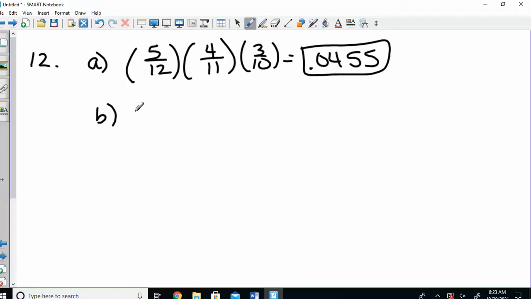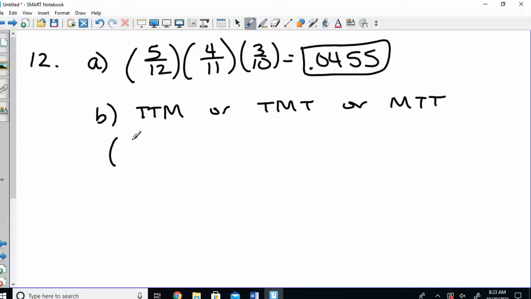B, the probability that exactly 2 are traditional. So we have traditional and meat. That means I could take out a traditional and a traditional, and then my third one could be a meat. Or I could take out a traditional, a meat, and then a traditional. Or I could take out a meat, a traditional, and a traditional. Is that every situation where I have only 2 that are traditional?